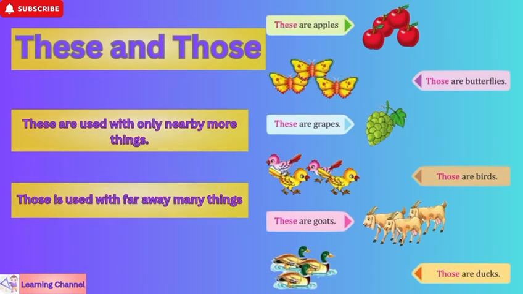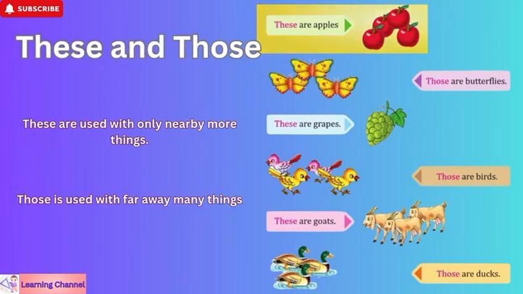I am repeating it again: these are used with only nearby more things. On the other hand, those is used with far away many things. Let's study this with examples.